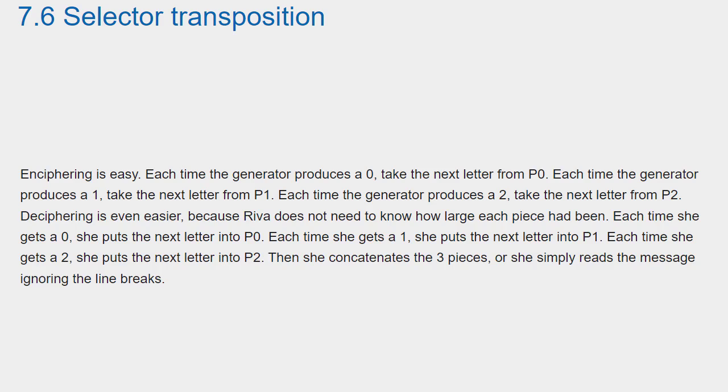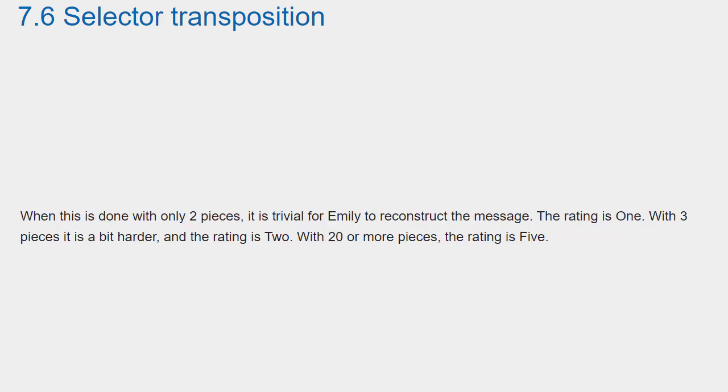Deciphering is even easier, because Riva does not need to know how large each piece had been. Each time she gets a 0, she puts the next letter into P0. Each time she gets a 1, she puts the next letter into P1. Each time she gets a 2, she puts the next letter into P2. Then she concatenates the 3 pieces, or she simply reads the message, ignoring the line breaks.